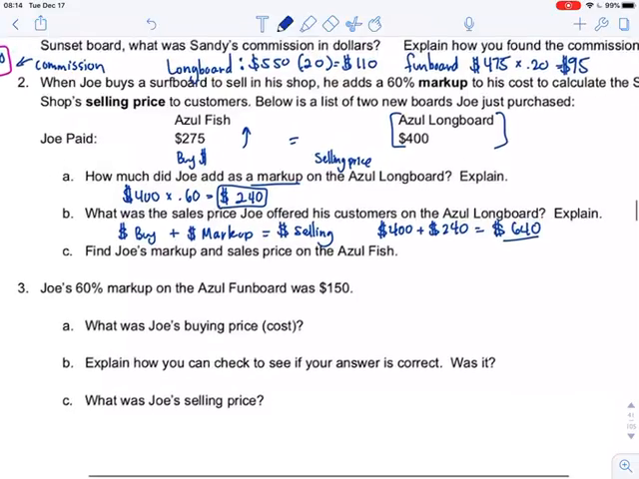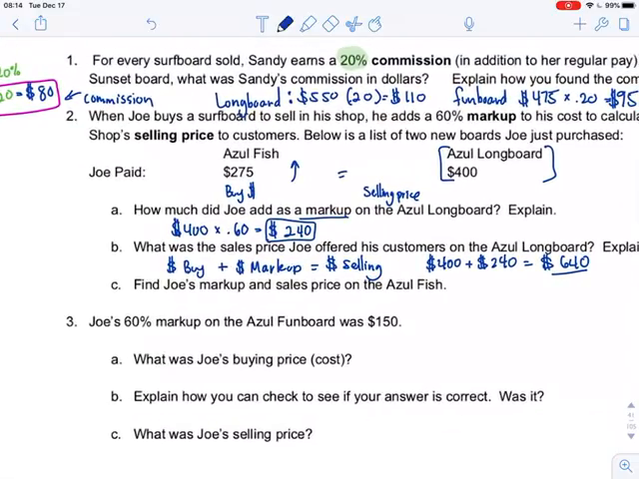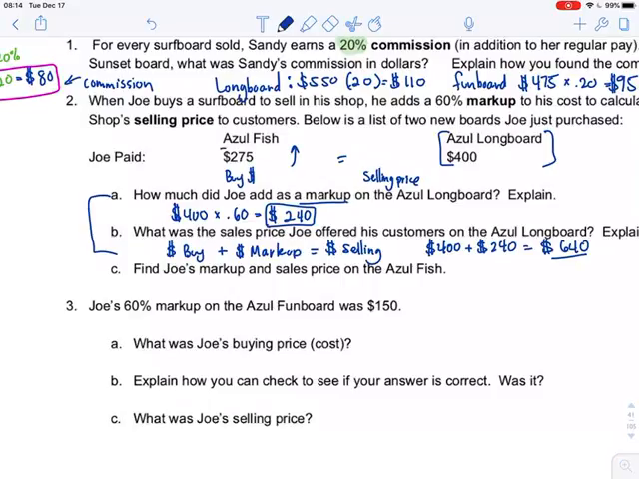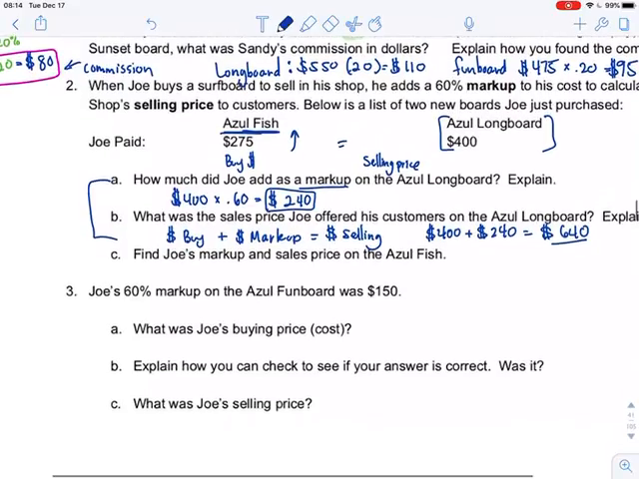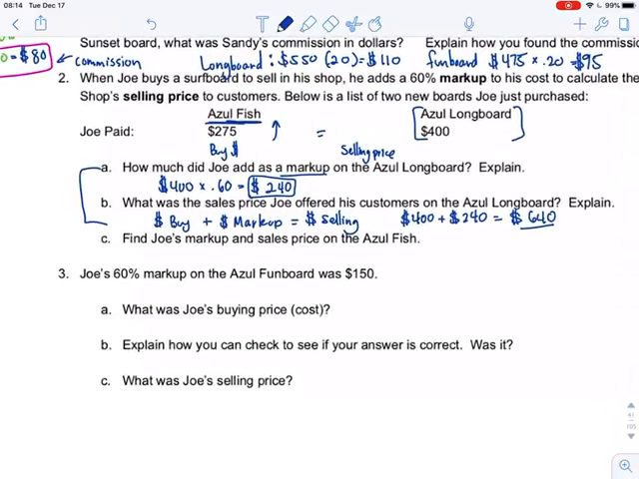Find Joe's markup and sales price for the Azul fish. Go ahead and give that a try. I'm going to leave that one blank, and I'm going to move on. You should be able to figure that out just by doing exactly what we did in part A and part B. They're just putting it together to get the Azul fish price. This is a bit tricky, so take your time.